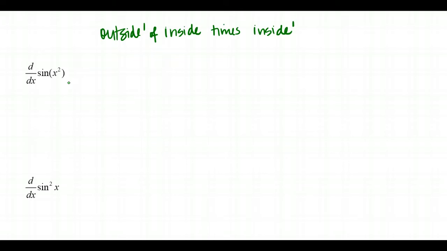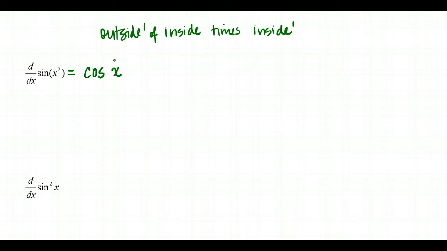Alright, so let's take the derivatives of the functions where we just identified the outside and the inside. So what I did was I wrote out in words how I like to think of the chain rule. So the chain rule says outside prime of inside times inside prime. So we want to take the derivative with respect to x of sine of x squared. So what we need to do is take the derivative of the outside function. So the outside function here was sine x. So the derivative of sine x is cosine x.